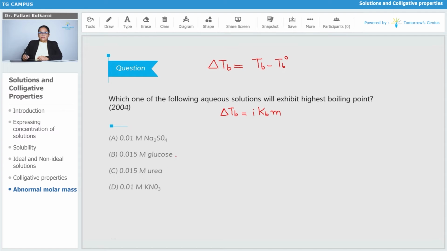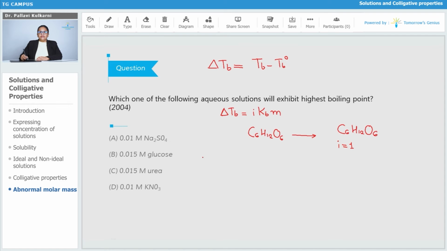I will talk first about glucose, which is given in option B. The glucose formula is C6H12O6. When dissolved in water, it does not undergo dissociation, so it remains as it is. No dissociation takes place, so the number of ions produced is only 1. So the Van't Hoff factor is equal to 1 in this case.